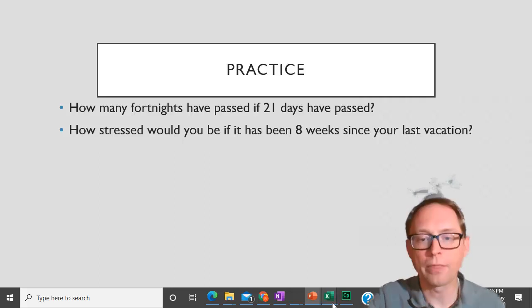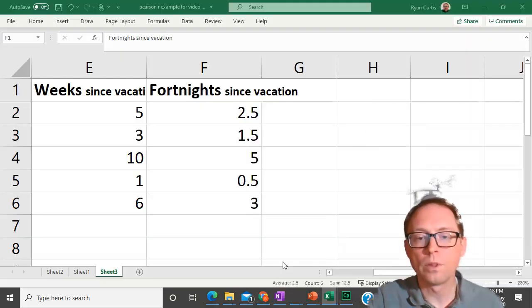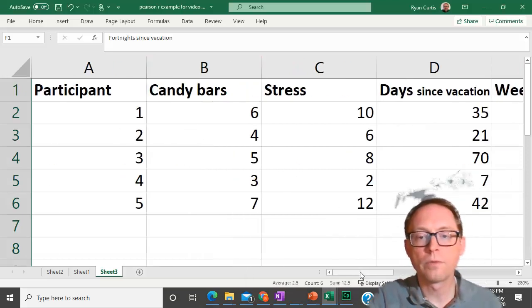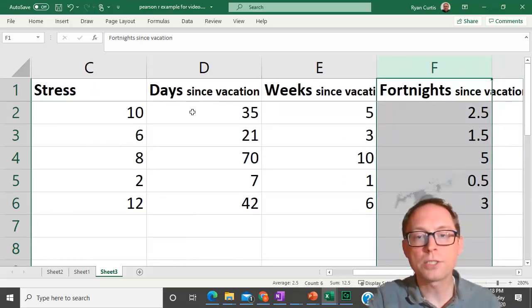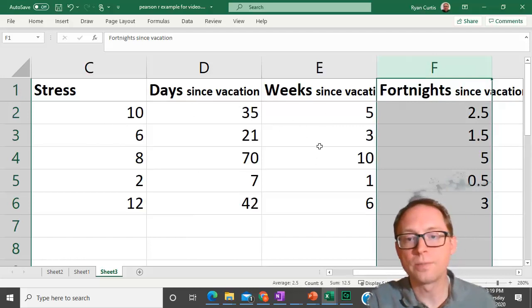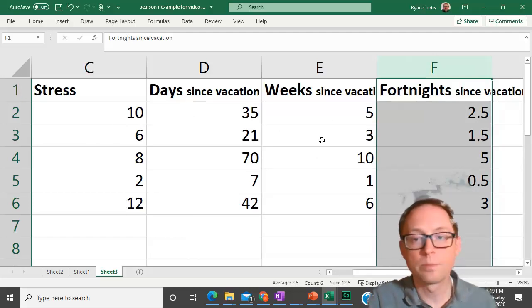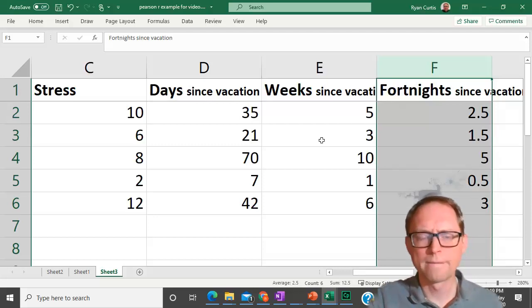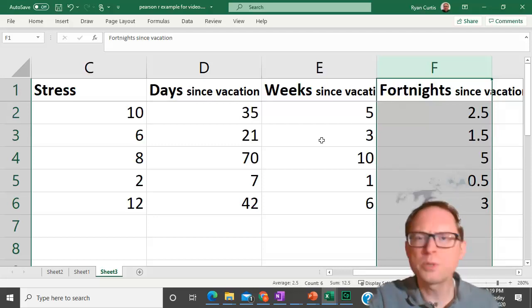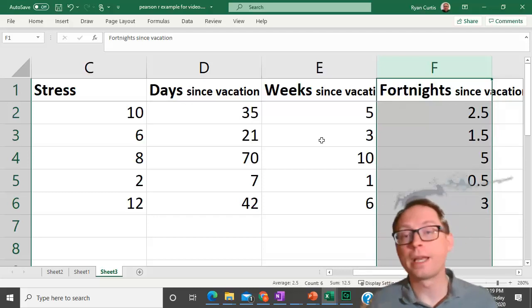Let's look back at the data. When we look at these data, if you remember, we got stress over here. Let me move this over so we can see both. Stress over here and weeks since our last vacation. Now, these are not a perfect relationship. They're not a perfectly linear relationship. So we don't know exactly what the rise over run is. We don't know exactly what the y-intercept would be. So what are we supposed to do? That's what we're learning in this chapter.